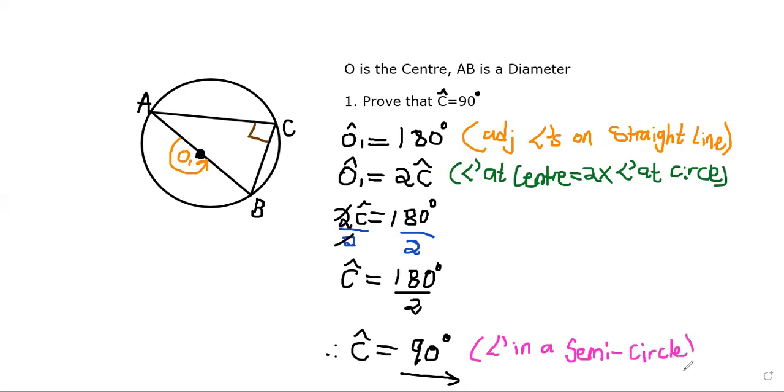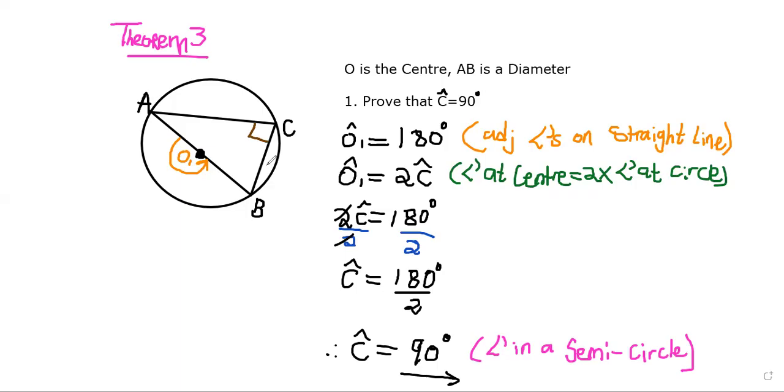So this is according to Theorem 3. Theorem 3 says, if the diameter of the circle subtends an angle at the circumference, then the angle subtended is a right angle. That's why they're saying O is the center and AB is a diameter. If AB is a diameter, it subtends an angle at the circumference equal to 90 degrees.